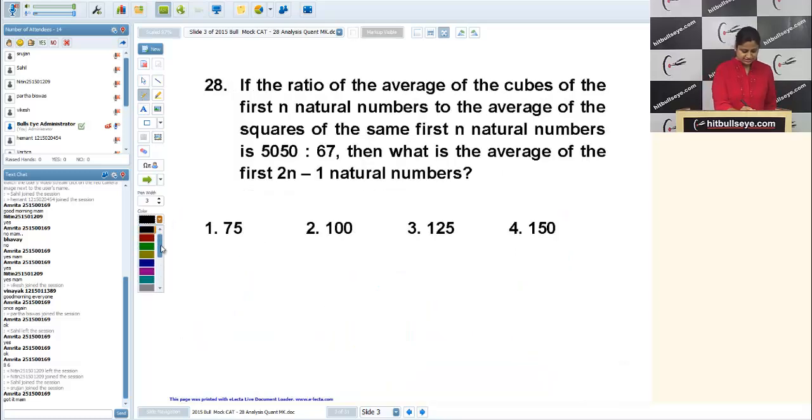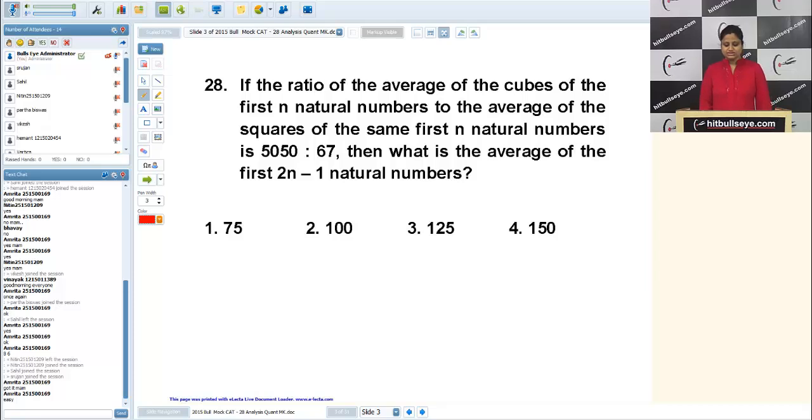Question number 28 was an easy question. Yeah, any problem in this question? That was a formula based question. If you know the summation n cube formula, summation n square and summation n formula, it will be easy. You could go by options in this case. And the second option is the answer. Yeah, still any problem in this question? Any one of you, please explain in the chat box.